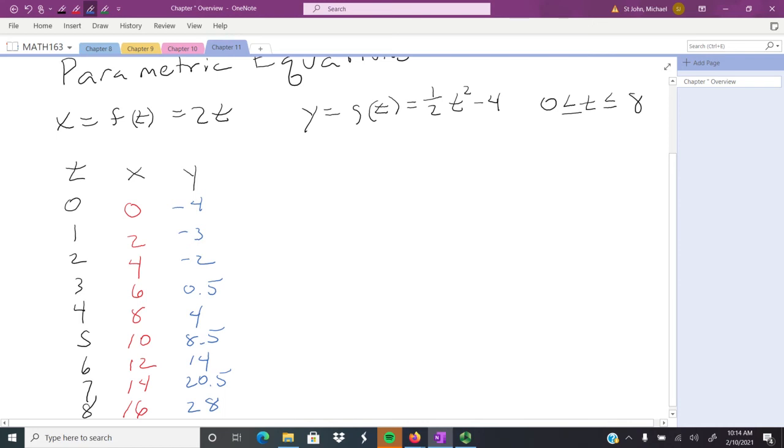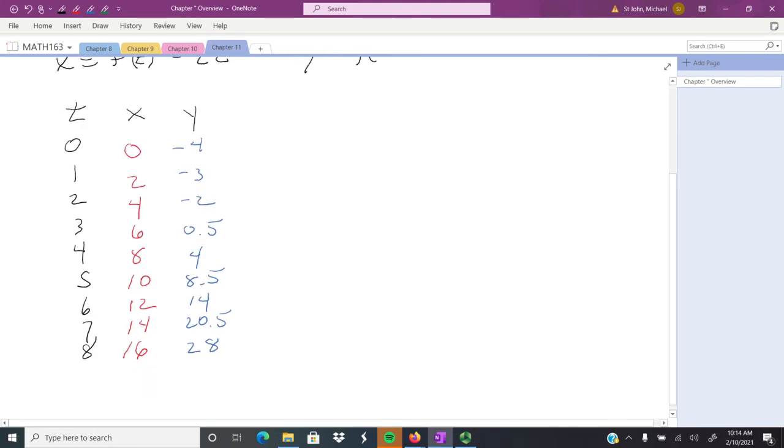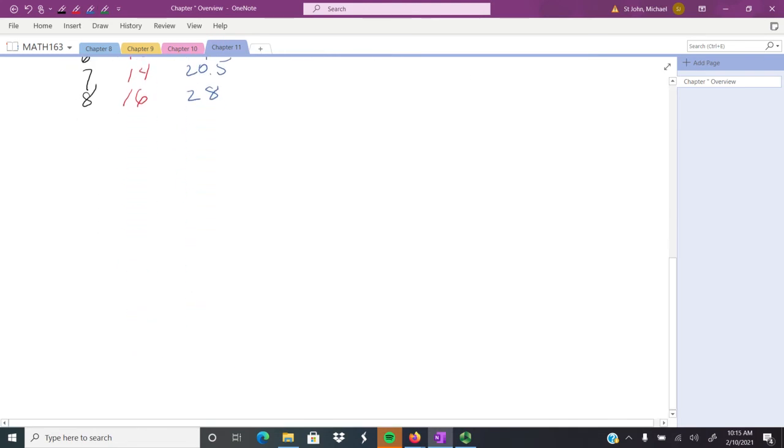So maybe you think of this in terms of an equation dealing with a projectile. And so we would have how far it traveled in the x direction and how far it's traveled in the y direction over a time frame from 0 to 8. That's what this is telling us. Okay? So then other examples of this stuff.